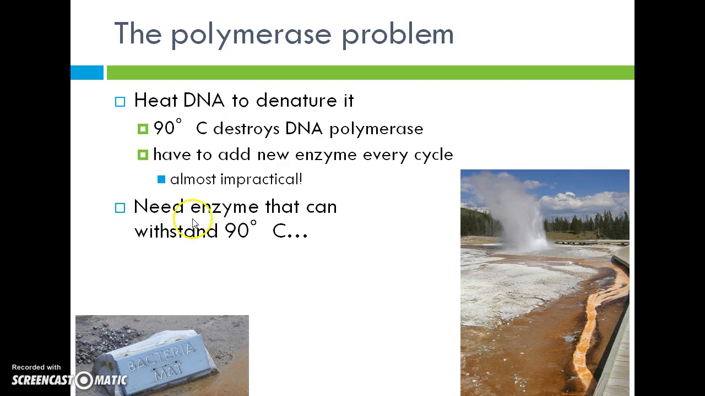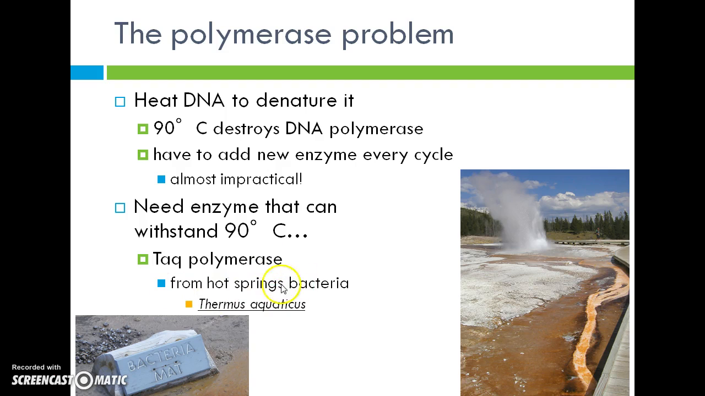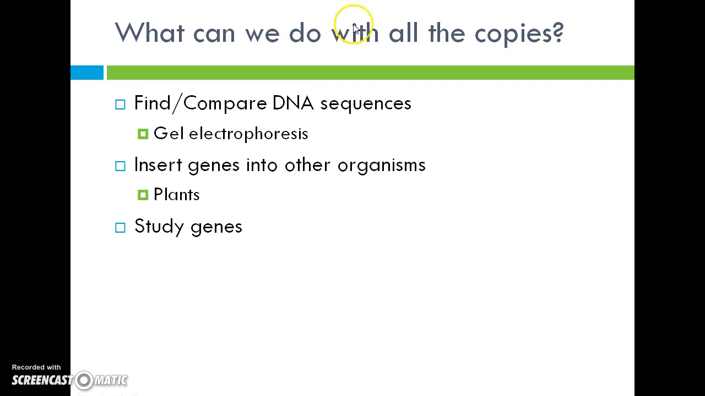So what we need is an enzyme that can withstand that 90-degree temperature. So what we've done is we've gone to hot springs and we found bacteria that live in these really hot waters, and they have an enzyme called Taq polymerase, and that enzyme is going to be able to withstand this 90-degree temperature. So what can we do with all these copies?